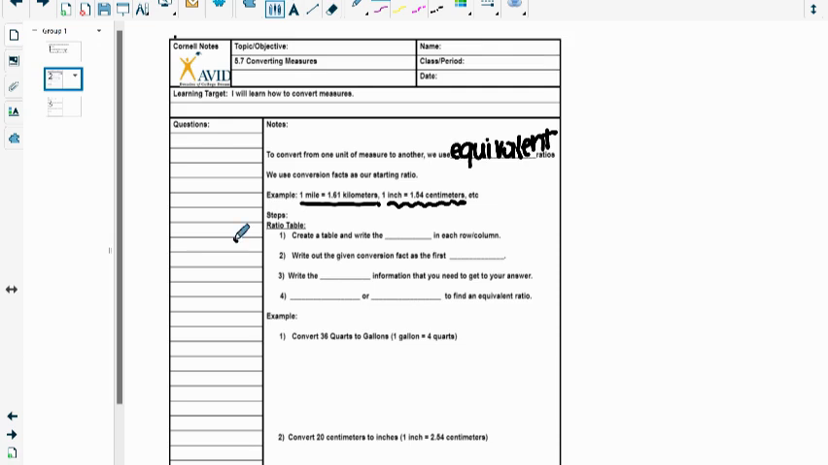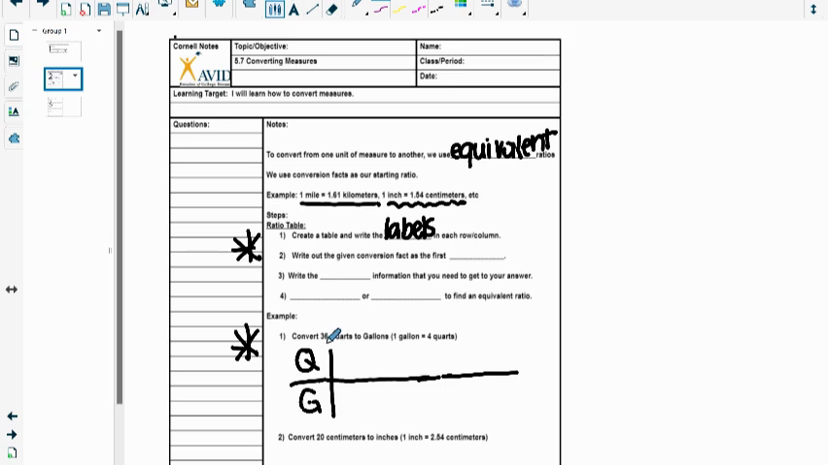Okay, so we're going to fill out our steps as we are doing example number 1. We are going to create a table and write the labels in each row or column. I'm going to make it going across just because I didn't have much room here for the note page. So here's my table. I want to convert quarts to gallons. So I've got quarts with a Q and gallons with a G. I want to convert 36 quarts to however many gallons that is. So my answer is going to be in gallons because I don't know how many gallons that is.